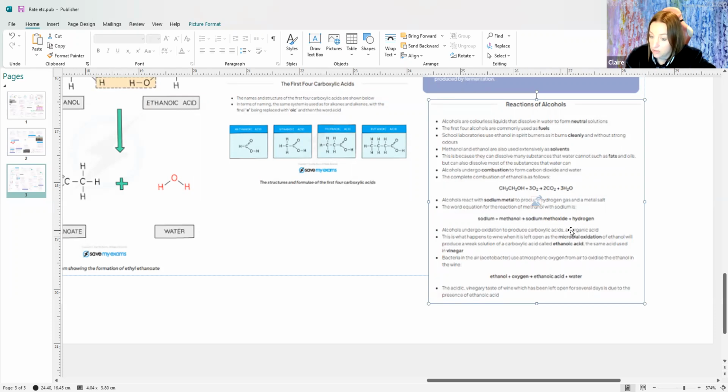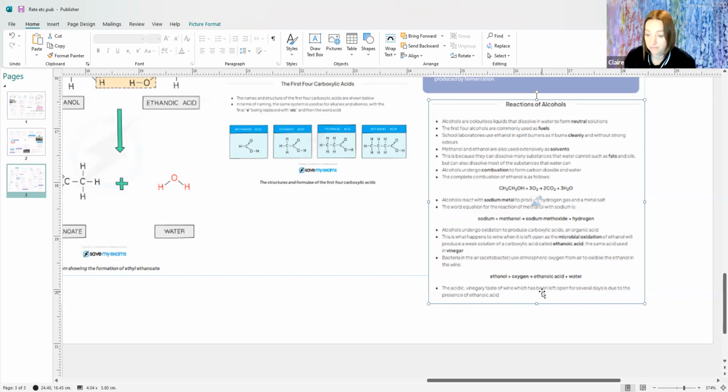Alcohols undergo oxidation to produce carboxylic acid, which we're going to go on to in a minute. So what happens to wine when it was left open? Microbial oxidation of ethanol produces a weak solution of carboxylic acid. That's why your wine sometimes tastes like vinegar if it's off, because it's been exposed to oxygen and bacteria, and the bacteria have produced that ethanoic acid, which is not nice at all. So yeah, it just tastes like vinegar and water.